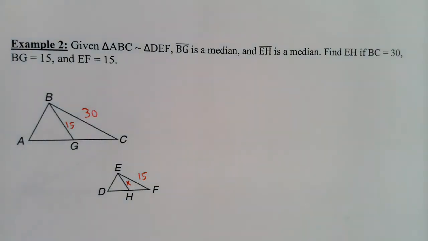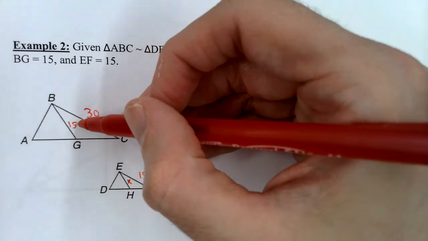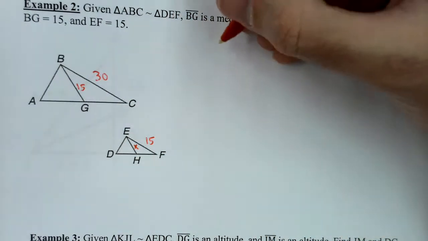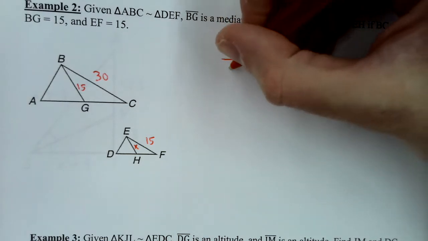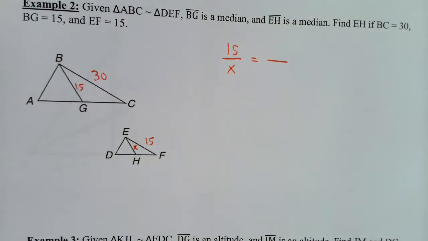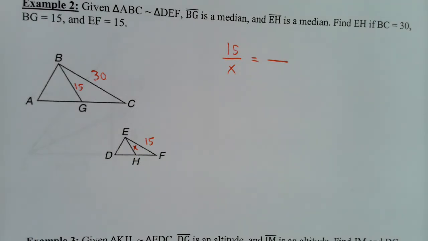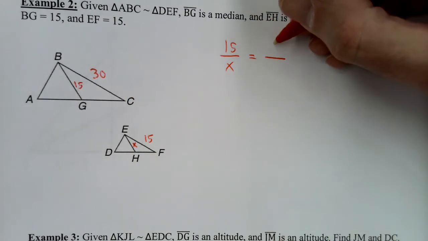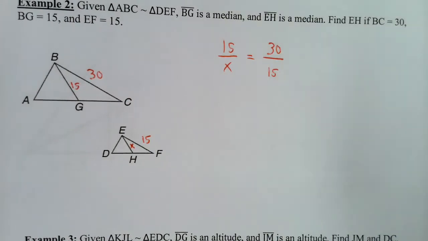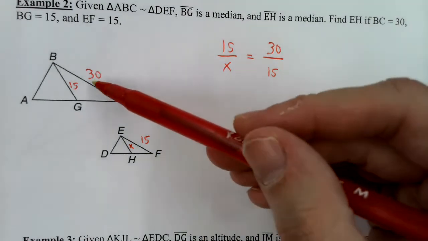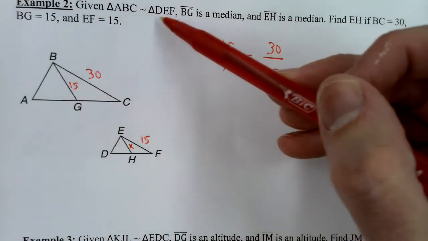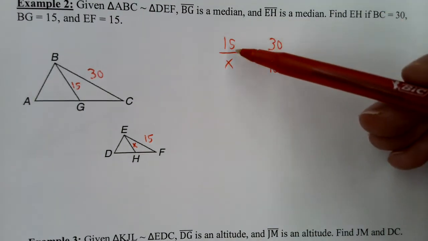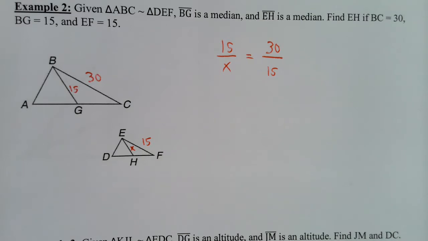Okay, so we're going to have to write a proportion. So I'm going to put this median over this median. So you're putting one median over the other. I'll do 15 over x. Again, make sure all your numerators come from one triangle and all your denominators come from the other triangle. So I'll do 15 over x, one median over the other median, equals 30 over 15. Because 30 corresponds to 15, because BC corresponds to EF. So that's my proportion. One median over the other median equals one side over its corresponding side.